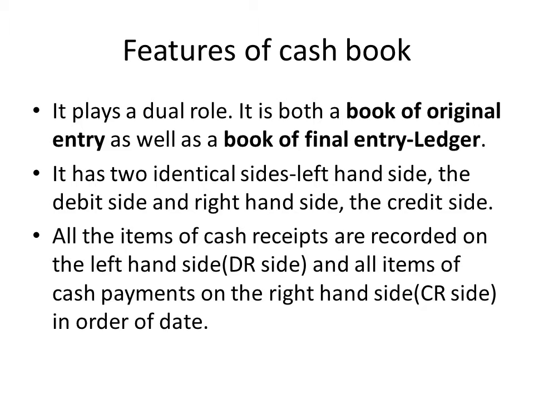Now the next one is, a cash book has two identical sides. A cash book is usually divided into two sides. It has the left hand side and the right hand side. The left hand side is the side we call the debit side, and the right hand side is the side we call the credit side. Every transaction that has to do with money coming into an organization will always be recorded on the debit side. Then any transaction that involves money leaving the organization, meaning their cash balance reducing, will appear on the credit side.